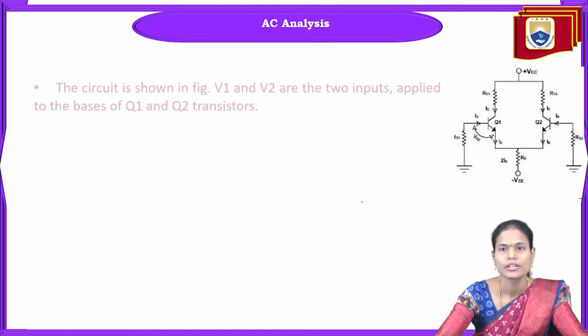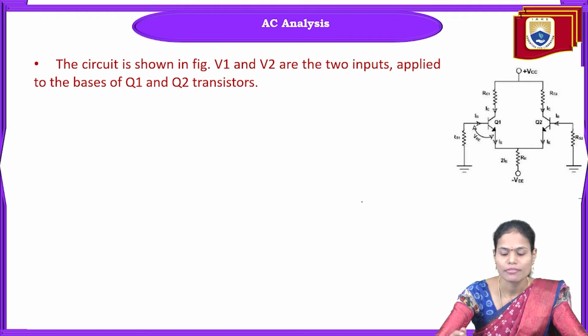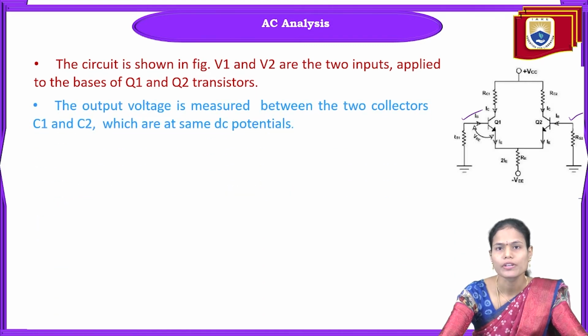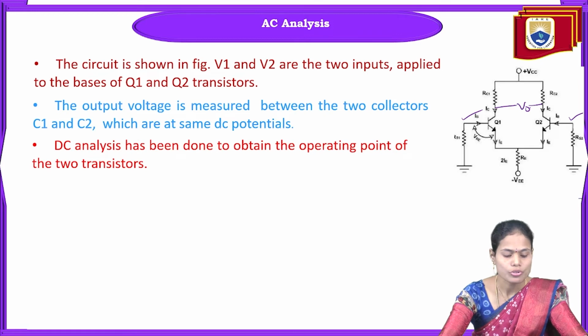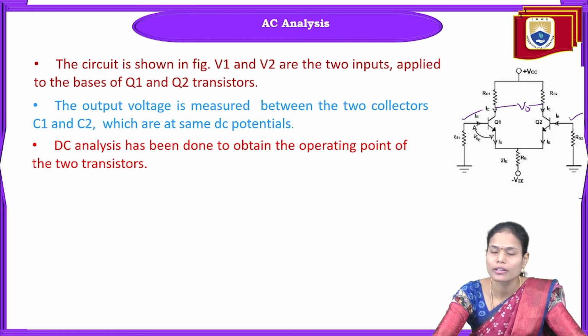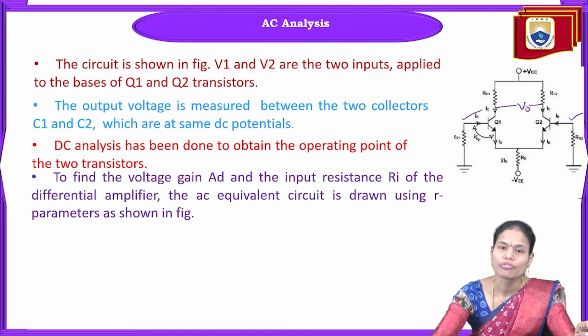In the case of AC analysis, from the circuit we are applying 2 inputs, V1 and V2, to the 2 bases of the transistors Q1 and Q2. The output voltage we are measuring between the 2 collectors, RC1 and RC2, which are at the same DC potentials here. DC analysis has been done to obtain the operating point of the 2 transistors. Similarly, to find the differential gain AD as well as input impedance and output impedance, we have to move with the AC analysis.